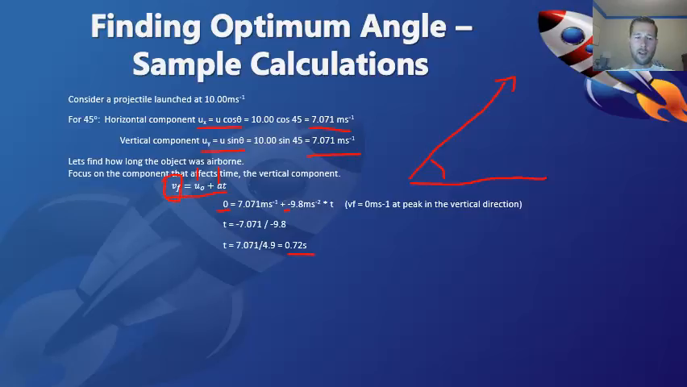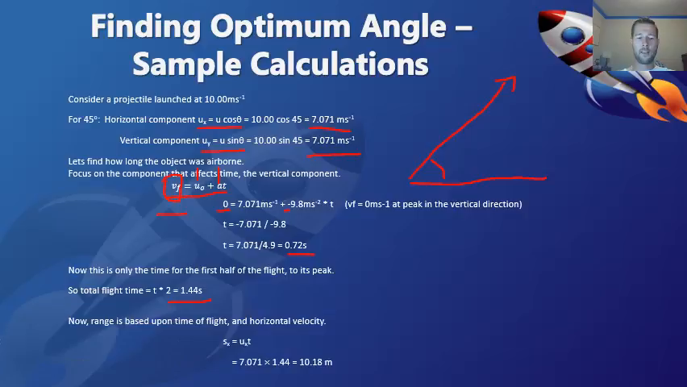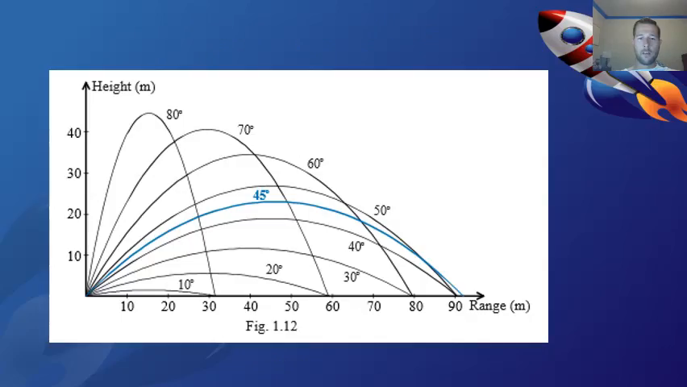But remember, we were looking at the final velocity at the top of the projectile motion, but this is only the halfway point. So what we have to do is multiply it by 2 to work out the time that it takes to come down as well. So the total time that the projectile was in the air for is 1.44 seconds. Now we can finally calculate the range, and we can use this equation here, and we end up with our value of 10.18.